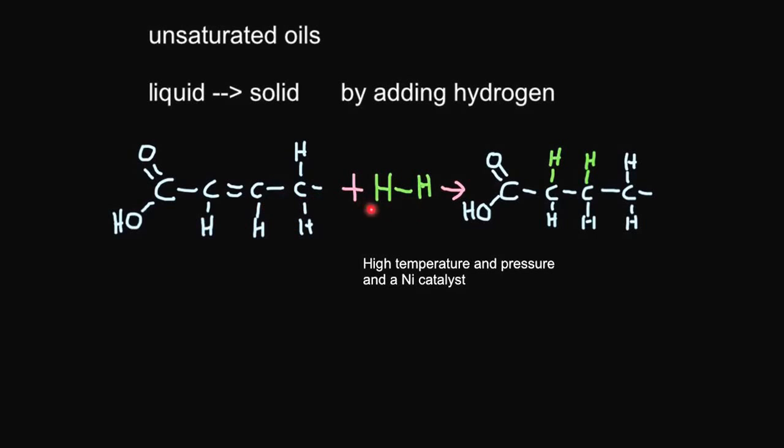We're adding hydrogen gas. You can see the double bond here. What happens is the double bond breaks and the hydrogen attaches to each carbon which was part of the double bond before. This reaction requires a high temperature and pressure and a nickel catalyst to get the best yield in the quickest possible time.